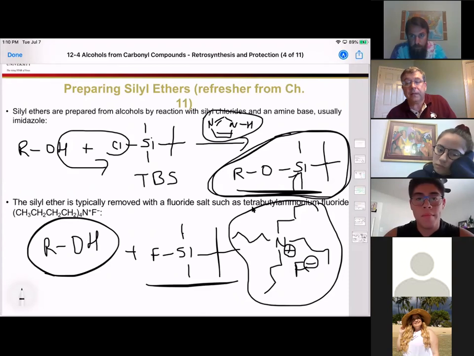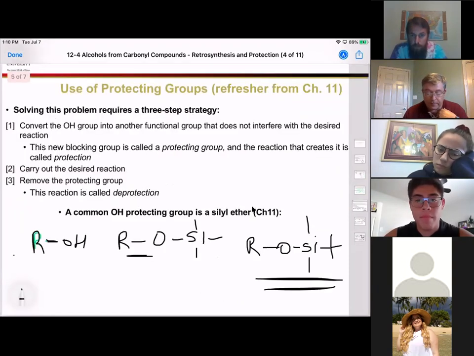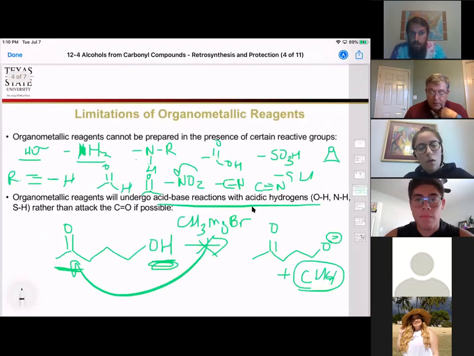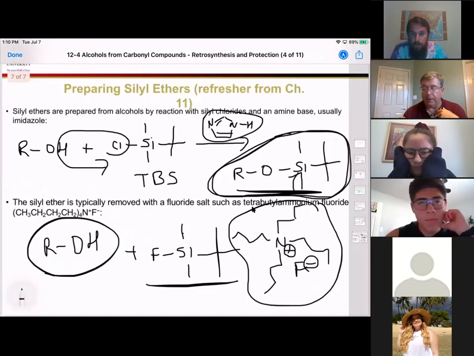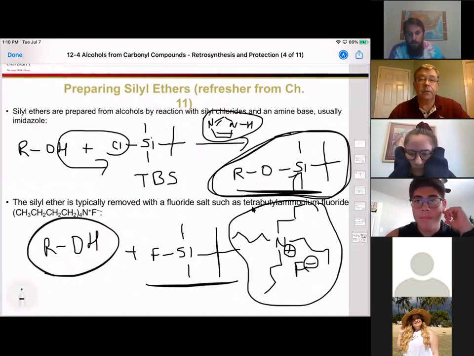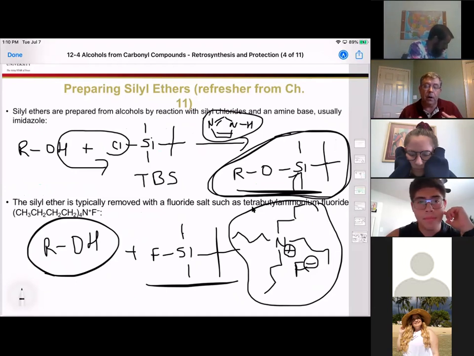So if we were to do that reaction again up here, we could protect this with that t-butyl group and react just at the carbonyl compound and then deprotect it to get our final product. Okay, all right, so that concludes chapter 12, part 4. And so that's our organometallics and reactions of alcohols from carbonyl compounds, okay?